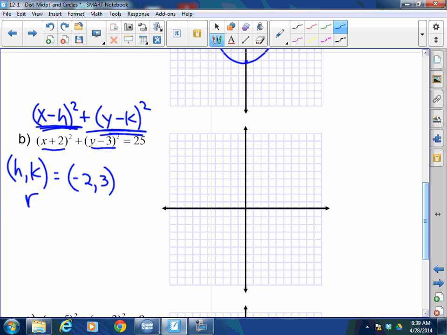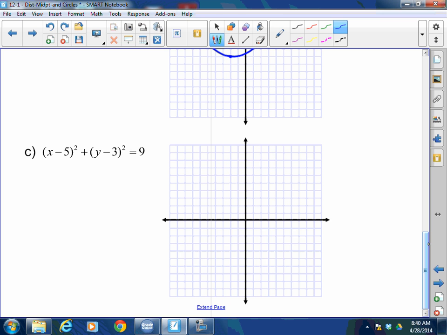What's my radius here, gentlemen? 5. So my center is negative 2, 3. 1, 2, 1, 2, 3. So I'm going to go up 5, down 5, left 5, right 5, because that's my radius. 1, 2, 3, 4, 5. And bada boom. Done. That's my circle. Does that make sense, boys? Easy, right?